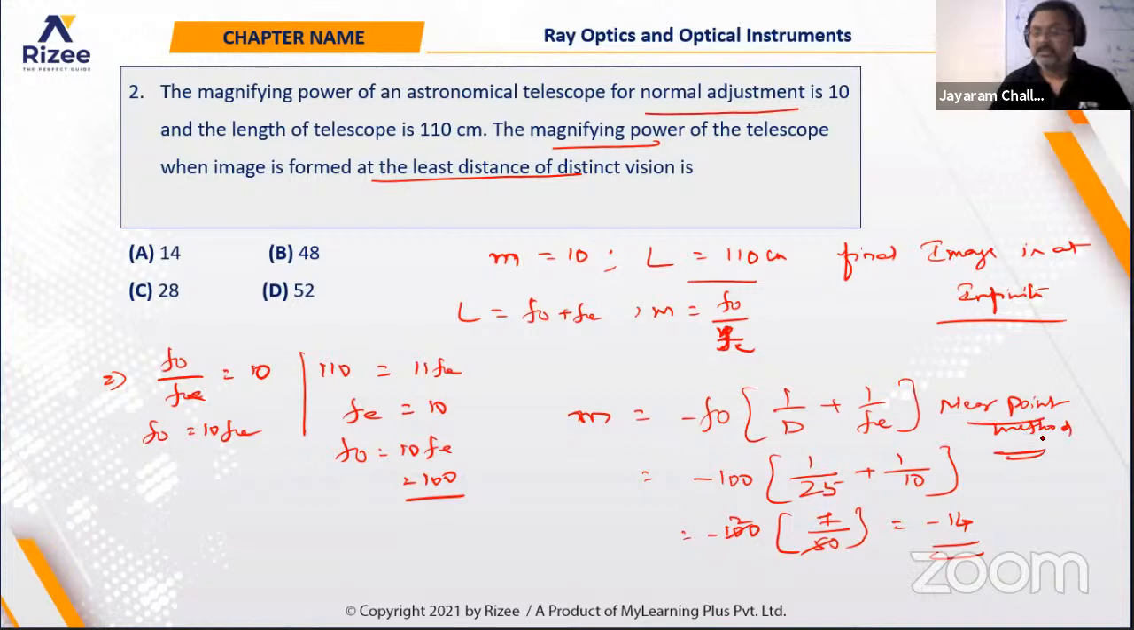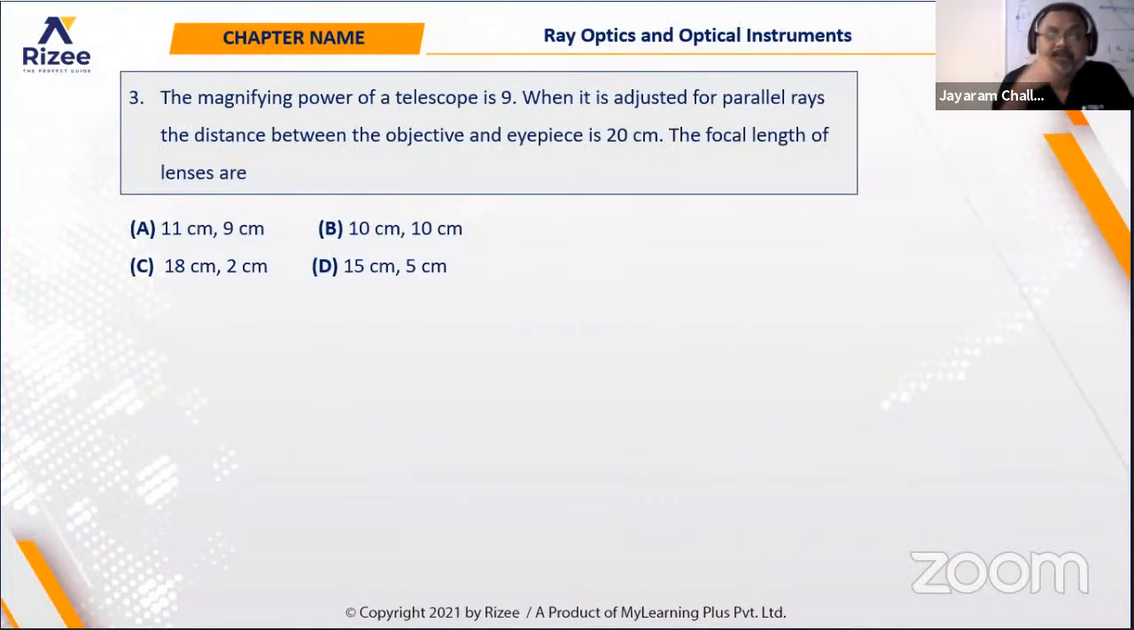Great. So this is your one of the situation, please. Next one. The magnifying power of a telescope is 9. When it is adjusted for parallel rays, the distance between the objective and eyepiece, that means L, is equal to 20 and magnification M is equal to 9. Focal length of the lens is asking.